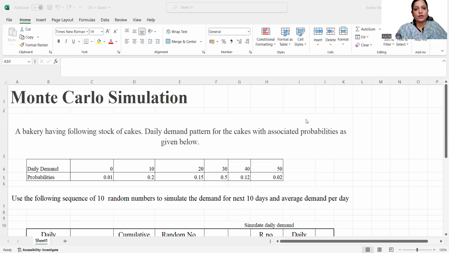Good morning, students. Today we are going to discuss the Monte Carlo simulation technique. This is a very famous and important technique of decision science. This technique is used to simulate and forecast demand for the future on the basis of available data, that is historical and present data, and probabilities of getting that much of result. On this basis we can simulate the demand or we can forecast the future.